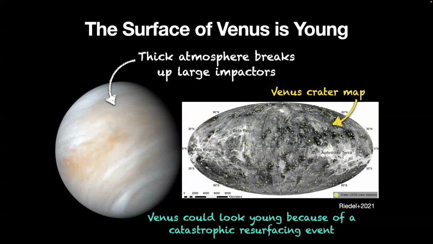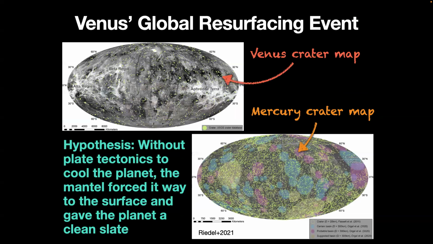So it could be that the atmosphere just slows down all the big impactors, but the bigger factor is thought to be a catastrophic resurfacing event on the planet's surface. In planetary geology, crater counting is actually a pretty tried and true way of estimating the age of the surface of a planet or a moon. Based on this method, Mercury, Mars, and the Moon have much older surfaces than Venus does.